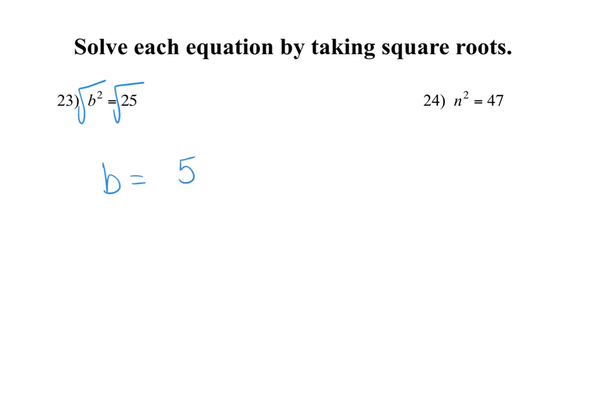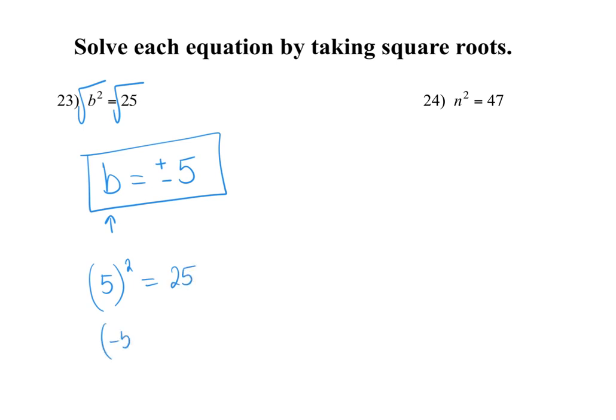But when I have a variable involved with my solving, I have to consider that it could be positive or negative 5. You are welcome to write plus or minus in front of your number if that's the case, or you can write positive 5 and negative 5, all right? But I have to consider that if I were to plug it back in, 5 squared equals 25, and negative 5 when you square it equals 25. That's why those are my two answers, okay?